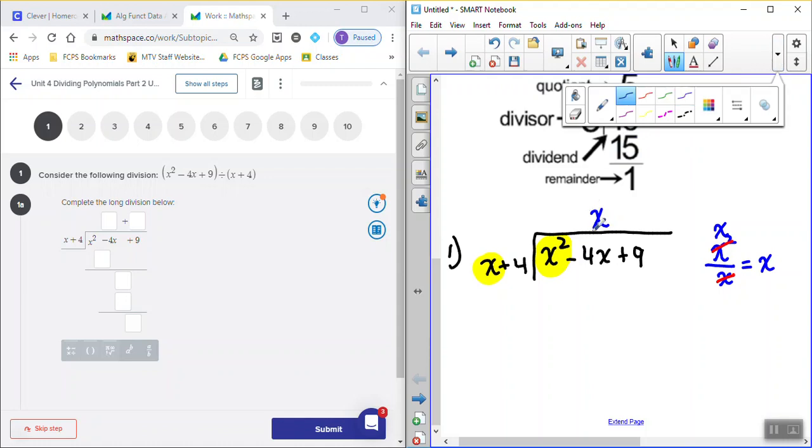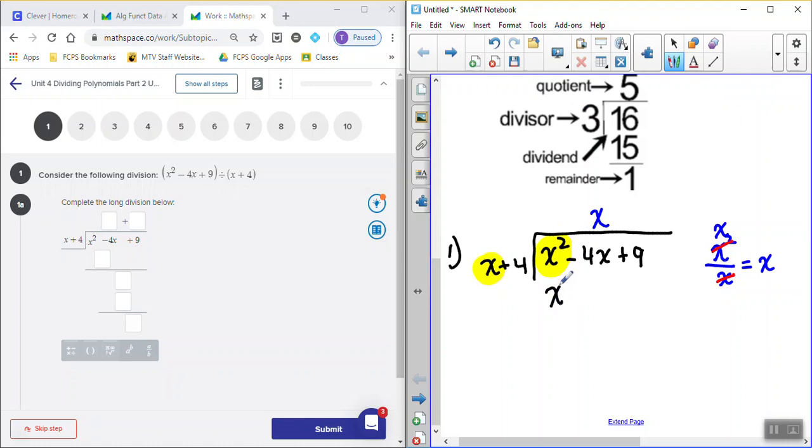Okay, so I'm going to do x times x, which is x squared. Multiply this back out. x times x is x squared. Okay, and then now I'm going to multiply x times 4, and I'm going to write it here. x times 4 is 4x, positive 4x.